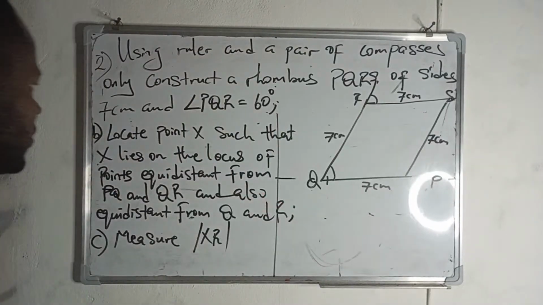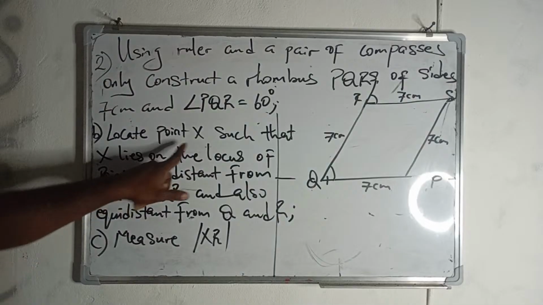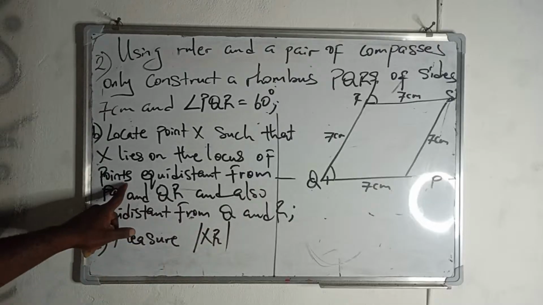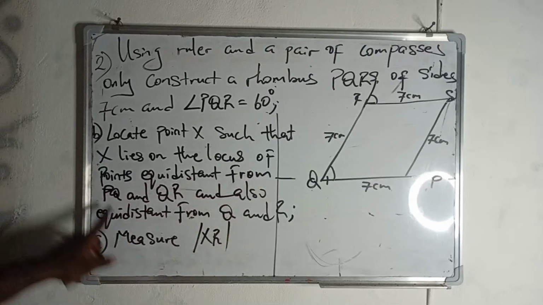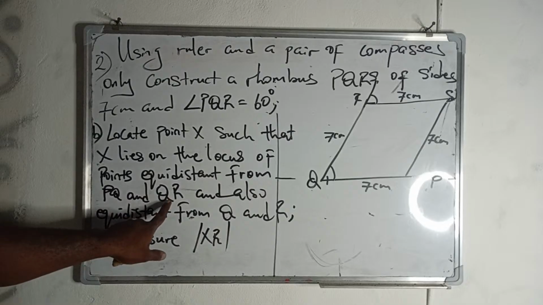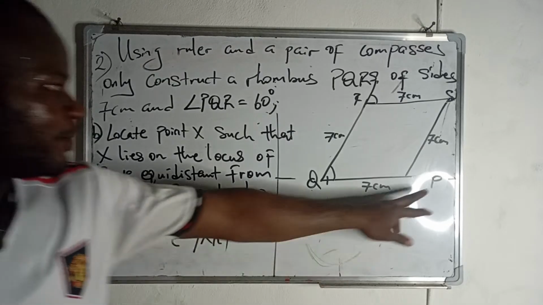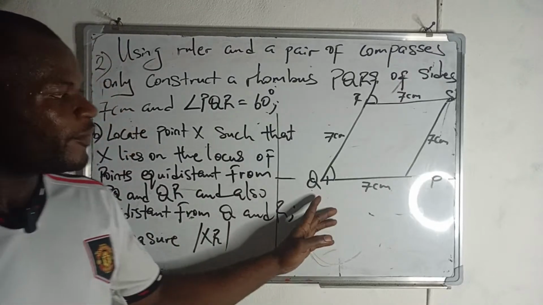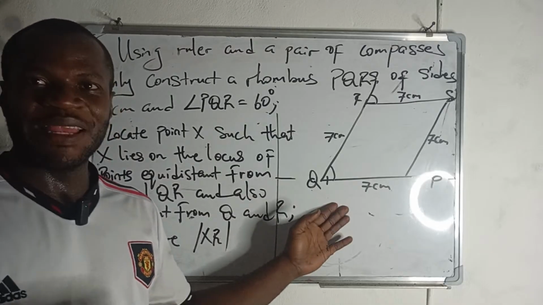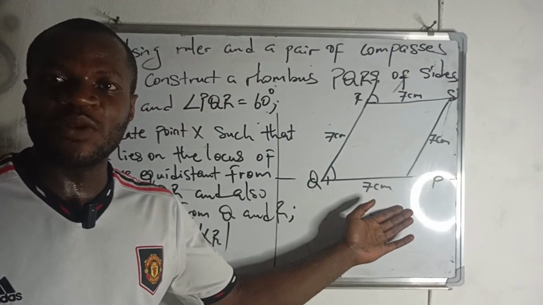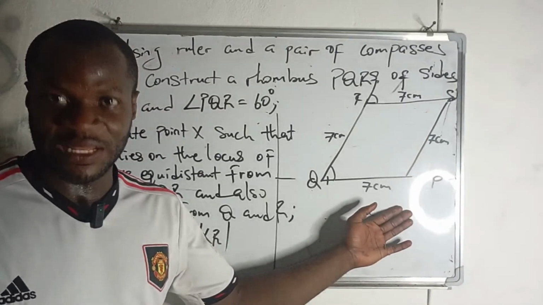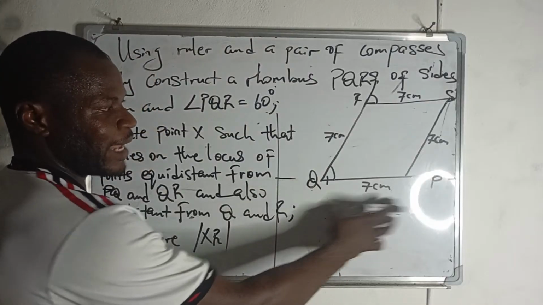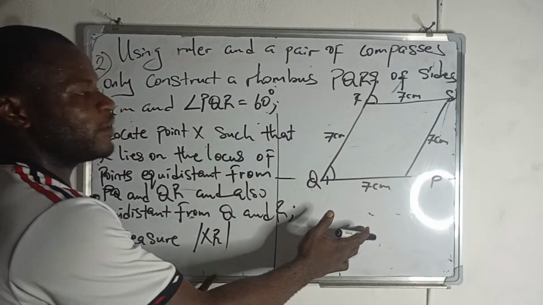So now for this question, we are expected to locate point X such that X lies on the locus of points equidistant from PQ and QR. Now this is our line PQ. Once you are looking for a locus of a point, of a line, you simply bisect. You are looking for the perpendicular bisector of that line. So we just take the perpendicular bisector of line PQ.